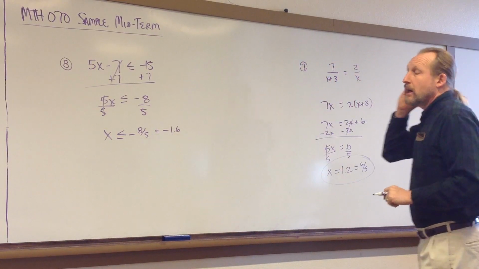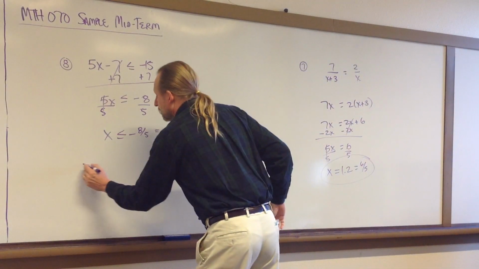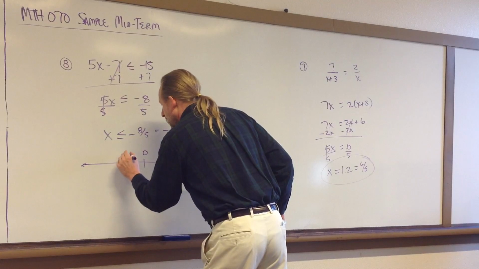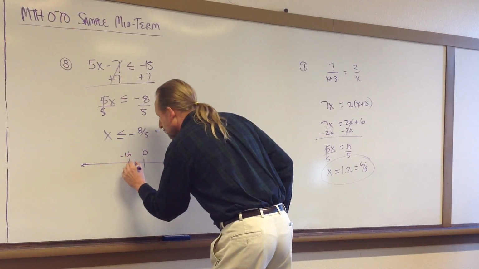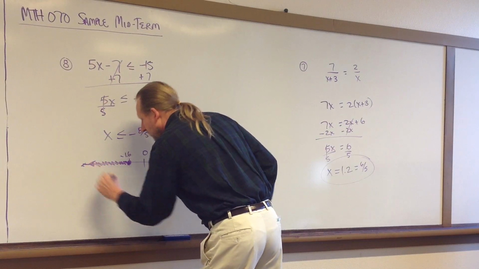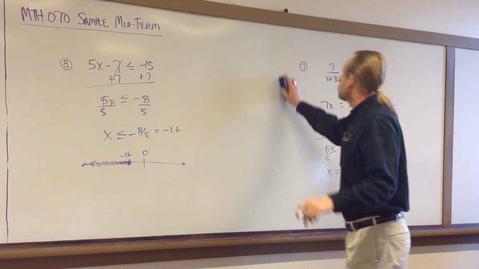Either way. And then we need to graph this on a number line. Here's our 0, here's negative 1.6, and we want all the x's that are less than that, down in that direction.